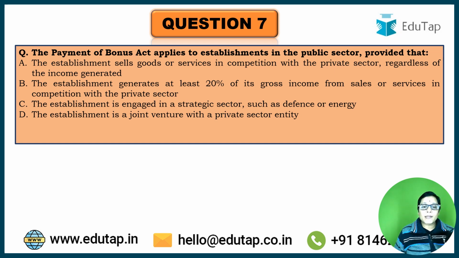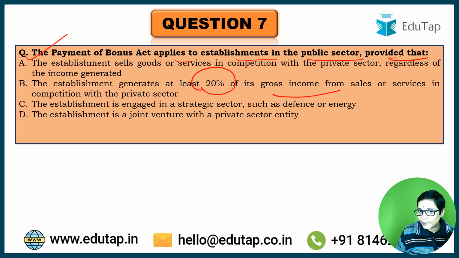Moving on to our next question. The Payment of Bonus Act applies to establishments in the public sector. When is that happening? When would that be applicable? That would be applicable when the establishment, the public sector establishment, generates at least 20% of its gross income from sales or services in competition with the private sector.